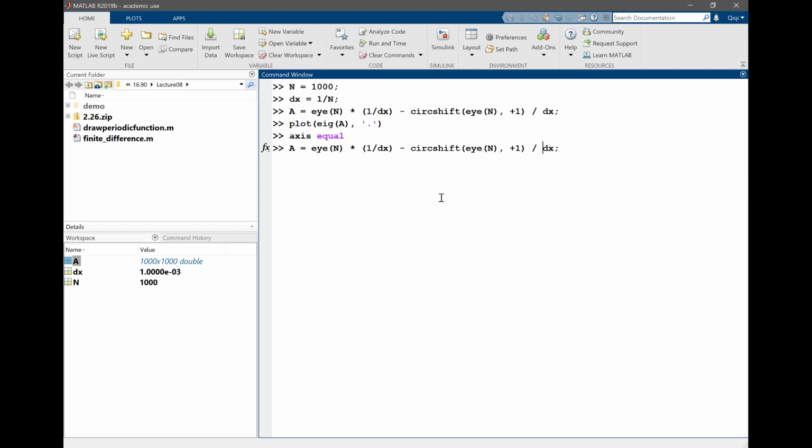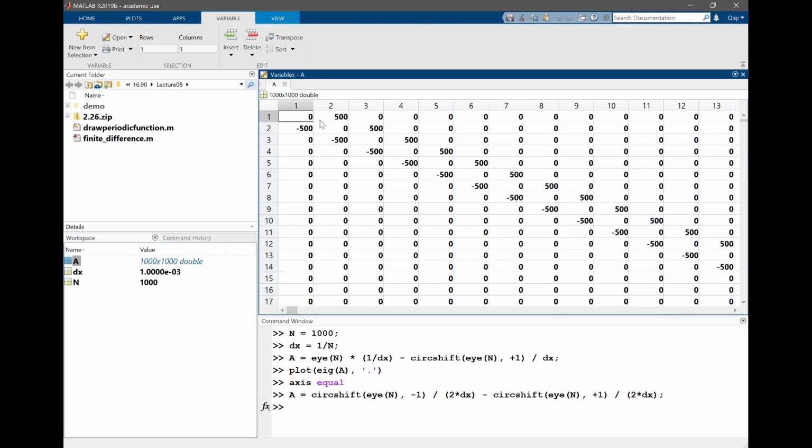In our central scheme, let's just change things to over 2 delta x. And now I don't have a diagonal anymore. And I need to get the upper diagonal by circ shift by -1. Right, so this is my new A. Looks like that. All right. So basically, instead of 1,000, it has 500, right, to account for the 2 delta x, and the diagonal is 0. We have an upper and lower diagonal.